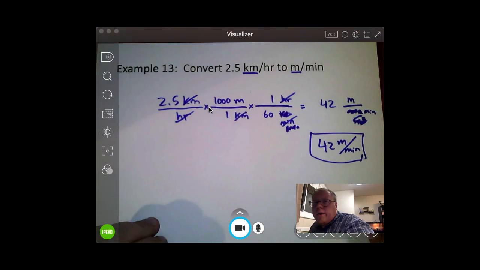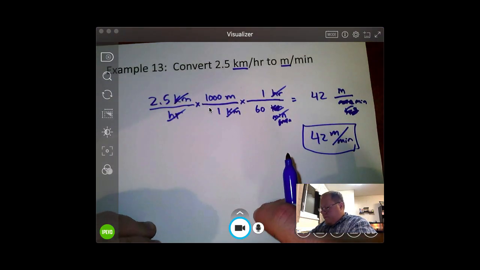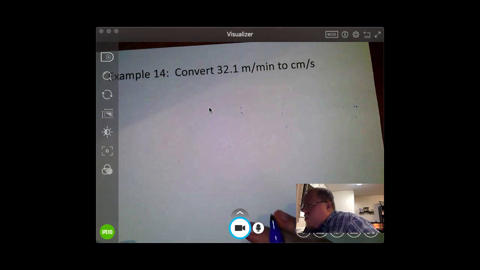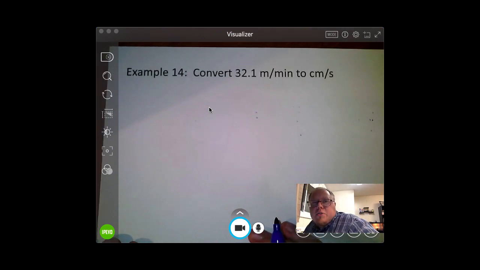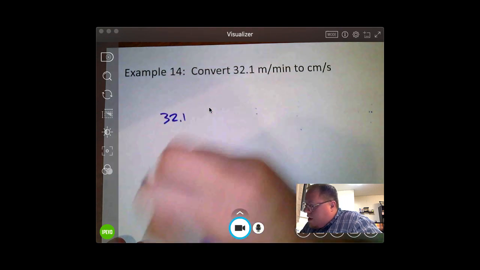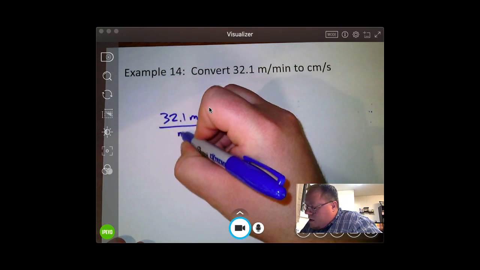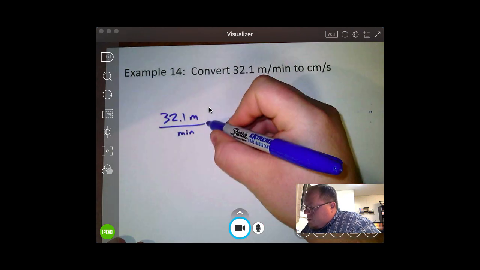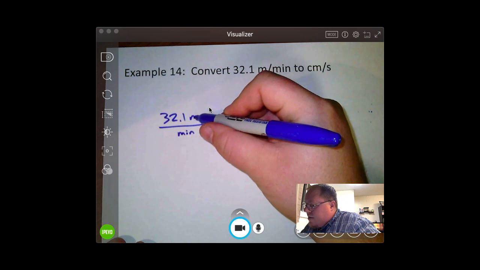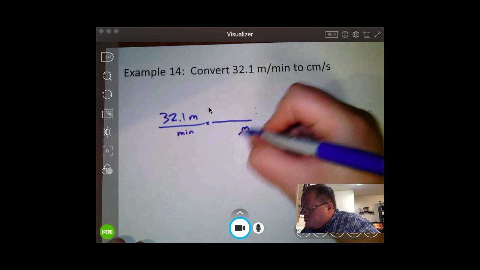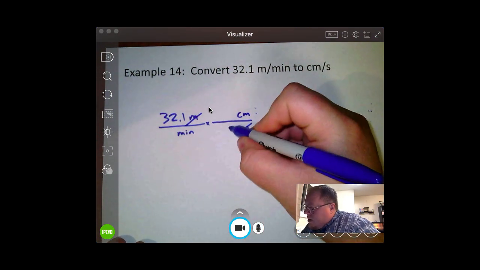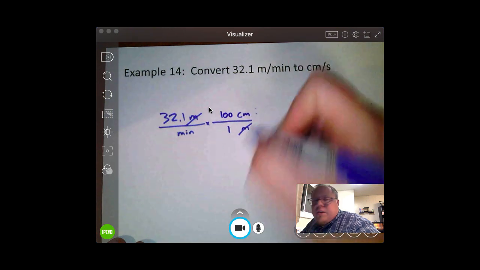I'm going to show you another one like that, because that's a little confusing. So I've got 32.1 meters per minute. How many centimeters per second is that? Okay, so 32.1 meters per minute. First, I'm going to attempt to get rid of this meter, turn it to centimeters. So get rid of the meter. Since I have it on top, I'm going to divide it by meters, so it cancels. And I'm looking for centimeters instead. There is, in 1 meter, 100 centimeters.